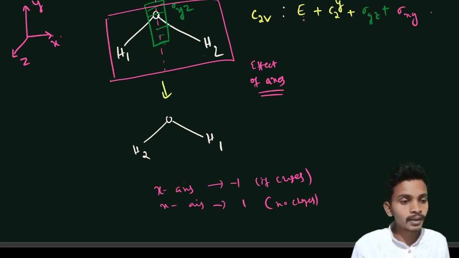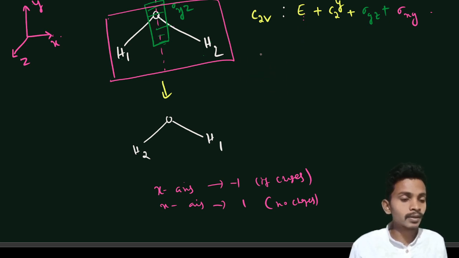Then that E, due to E x y z axis, any change will happen? No. So we will write effect of here, I will write x, y and z. So due to E any change to x? No. So 1. Due to E any changes to y? No. 1. Z no changes, because E is nothing operations.